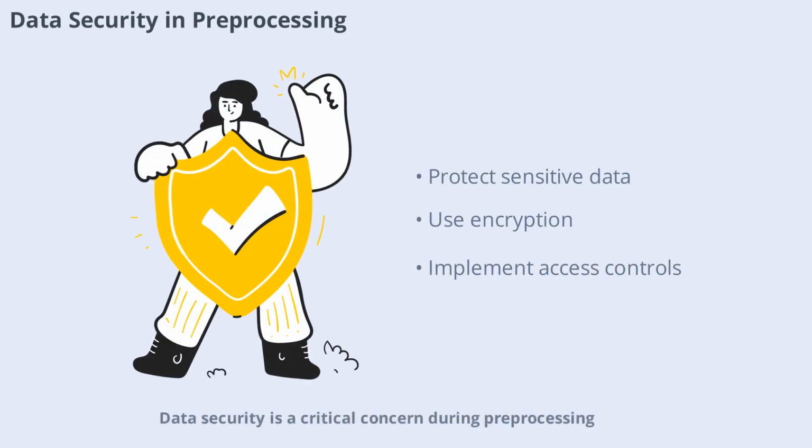Data security is a critical concern during preprocessing. Sensitive information must be protected from unauthorized access or breaches. Implementing strong security measures such as encryption and access controls helps safeguard data throughout the preprocessing workflow. Security should be a priority at every stage from data collection to final analysis.